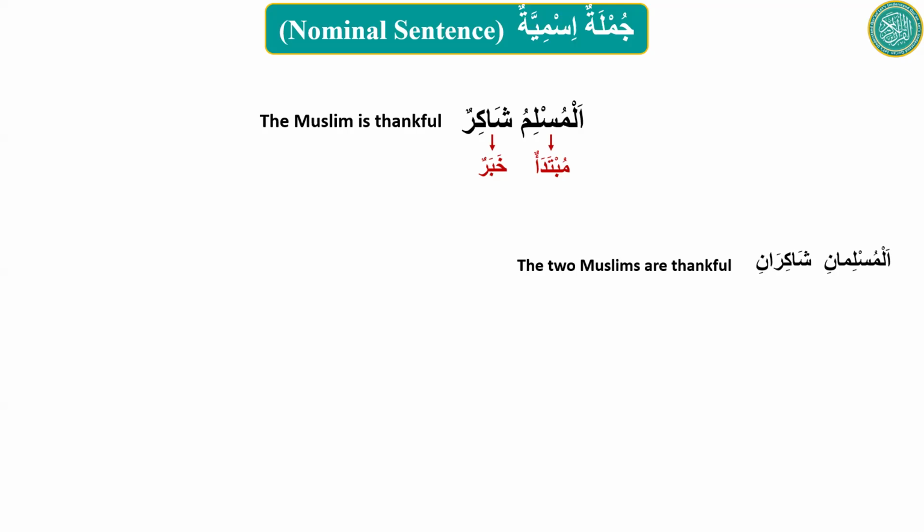So Shakirani, the two Muslims are thankful. Al-Muslimani is Rafa. Shakirani is also Rafa. Al-Muslimani is proper noun. Shakirani is a common noun. And both of them match in terms of number and gender now. So Al-Muslimani is Mubtada. Shakirani is the khabar.